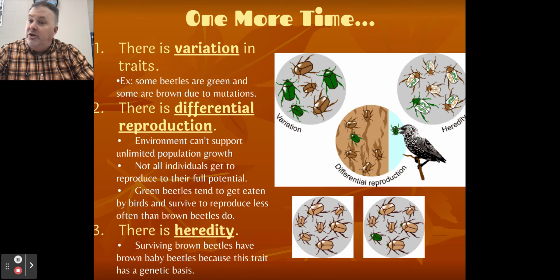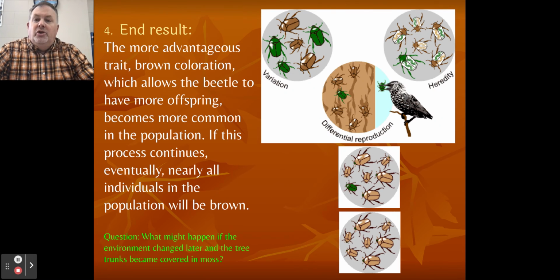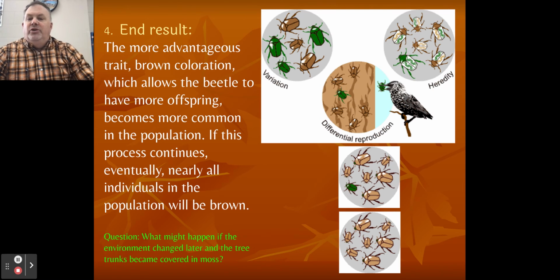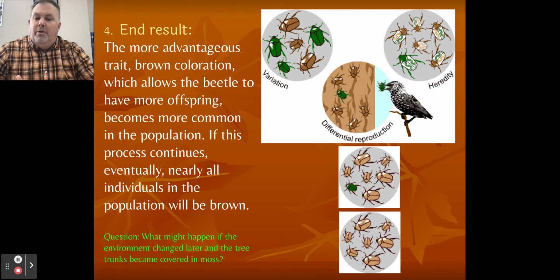Now, if some of those green ones continue to survive and all of a sudden conditions change where a green background is more beneficial, you can imagine what's going to happen: eventually some of the green beetles will repopulate the population. So the end result is that the more advantageous trait, in this case the brown coloration, allows the organisms to have more offspring and become more common in the population. And if it continues, nearly all the individuals in the population will be brown unless the environmental conditions change. So again, we mentioned the question down below where it says, what would happen if the environment changed later and the tree trunks became more moss covered or green?